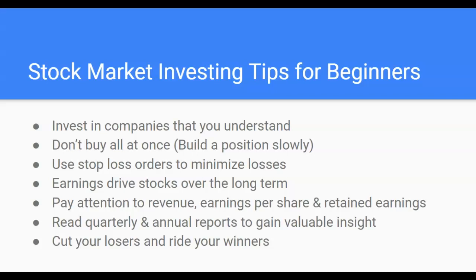Also pay attention to revenue, earnings per share, and retained earnings. These are probably the three most important metrics out there. Revenue: if a company is not making revenue, it can't have earnings, so you want to look for companies with rising revenue. Earnings per share: you want to look for companies that are earning money. If the company's in a growth stage, it might not have positive earnings, but for companies that are more mature and older, you want to see positive earnings.